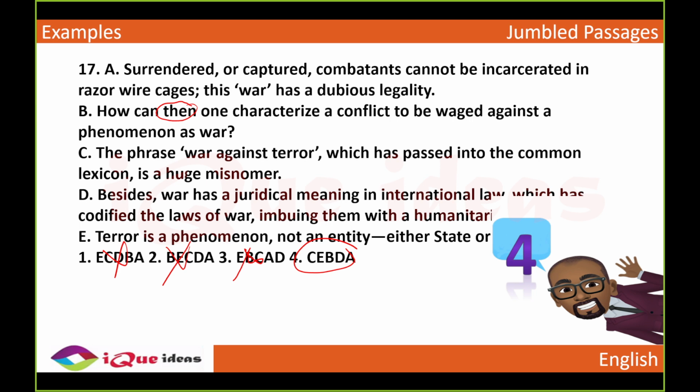Lexicon literally means dictionary. Misnomer is something which is named wrong, something which is named incorrectly. Nomer means name. So misnomer is something which is named incorrectly. Incarceration is to keep someone as a captive. To incarcerate is to keep someone as a prisoner. Dubious means doubtful. How can a question come in between a sentence? Why not? It can be a rhetorical question.